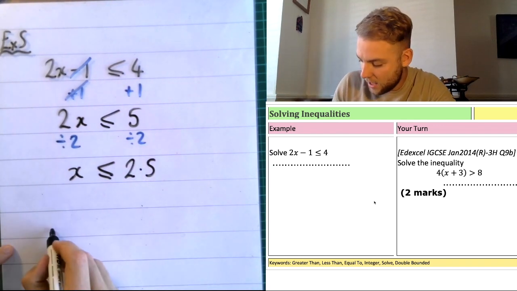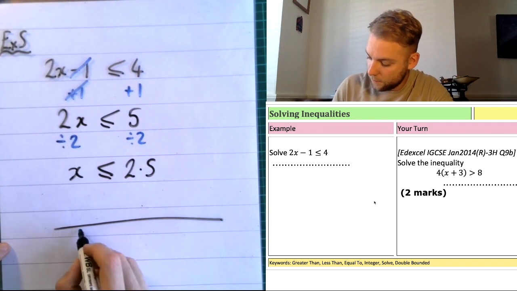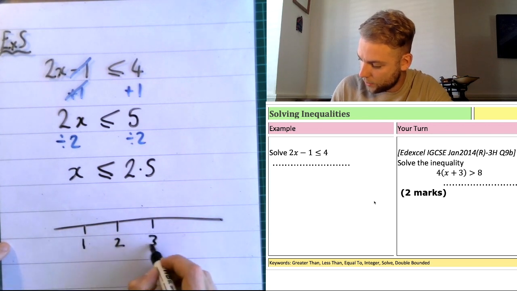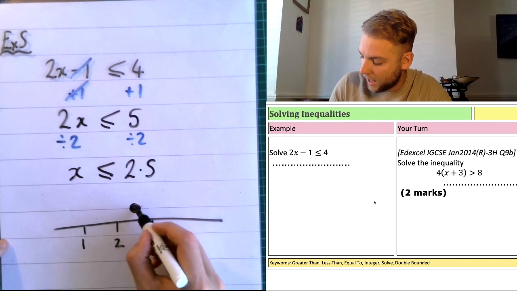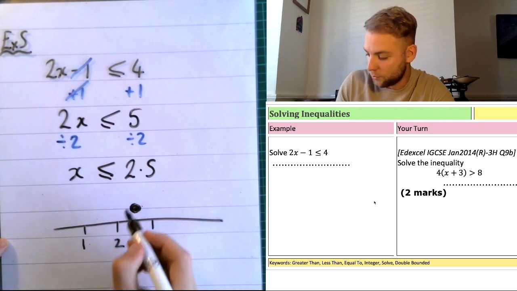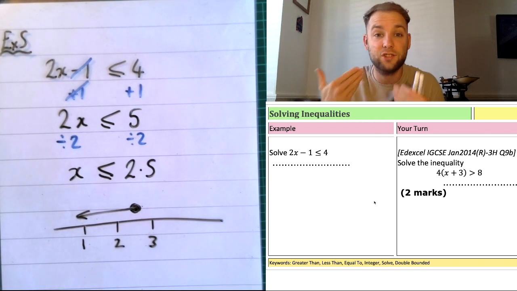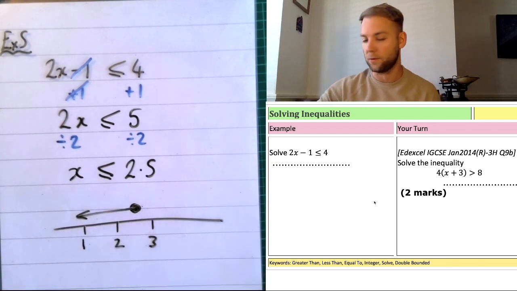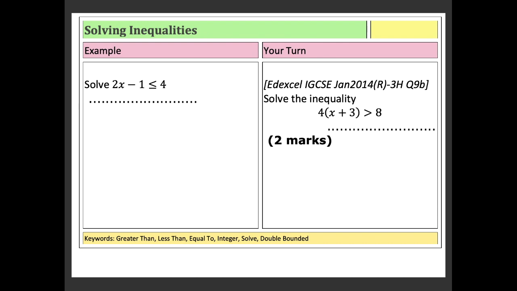So here, we've got 1, 2, 3. It's less than or equal to 2.5. So 2.5 is going to be in the middle there. Closed dot because it's equal to as well. Pointing left like so. Brilliant. Just those extra steps. Just trying to solve it. So adding 1, divide by 2. Okay. Pause now and have a little go at that one on the right-hand side.